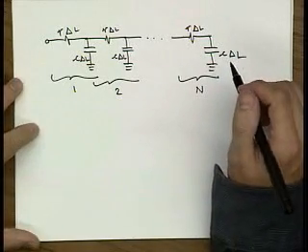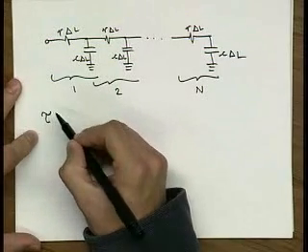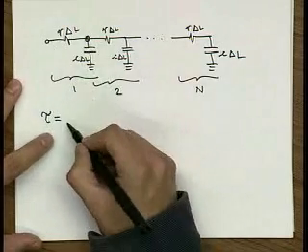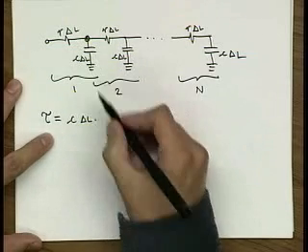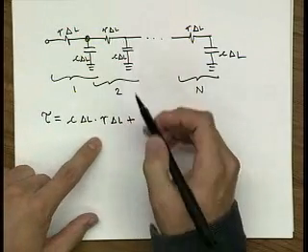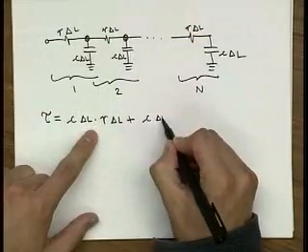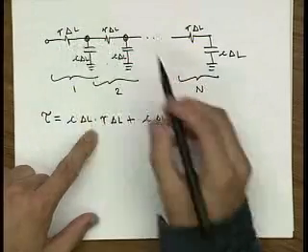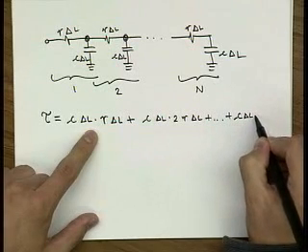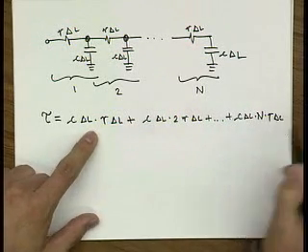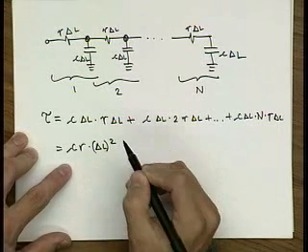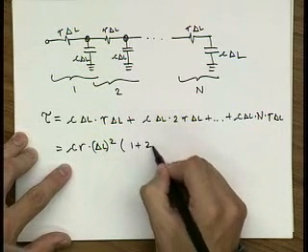So now if you look at the equivalent time constant, for this node over here we have C delta L times the equivalent resistance R delta L, and then at this node we also have C delta L times 2 times R delta L, plus, and so on, we have C delta L times N times R delta L. So now this is equal to C times R times delta L squared times 1 plus 2 plus, and so on, plus N.